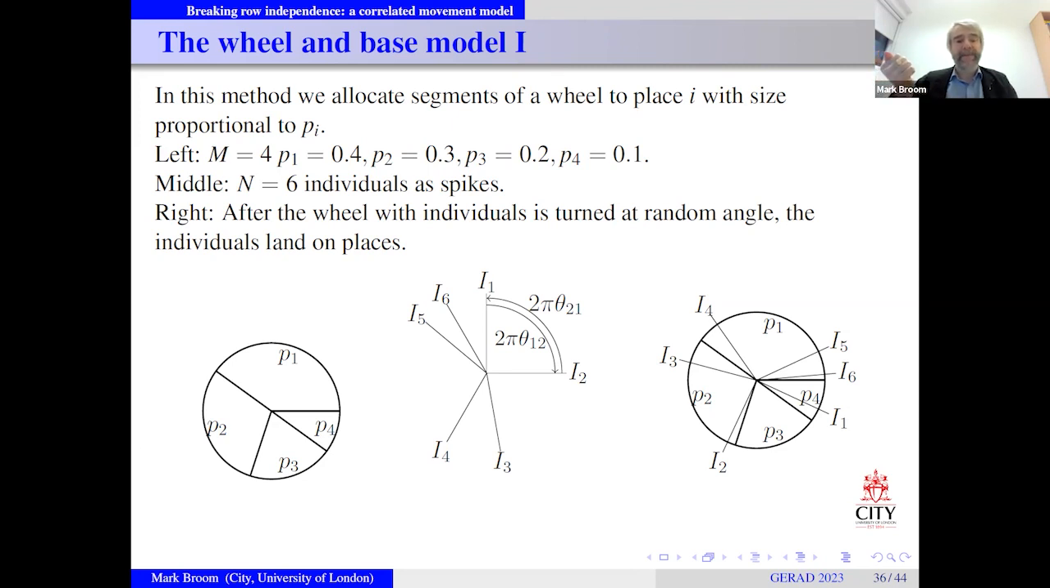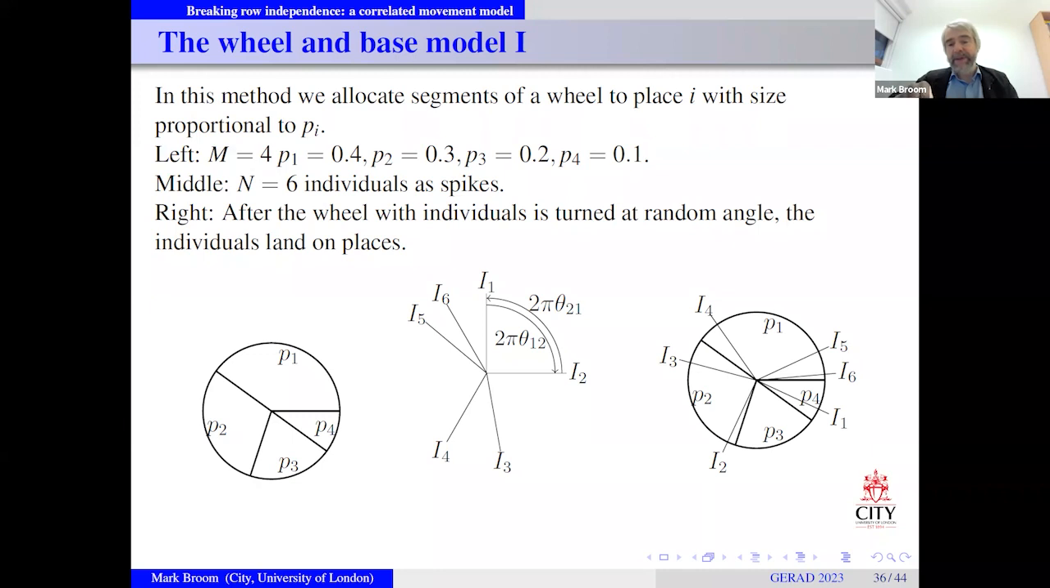If there's an angle of 0 between them, so I1 and I2 have a spike on the same position. So the second wheel is the relative position of the individuals, and then you stick that on the top, spin it around, and if those individuals are very close together, they're very likely to be on the same place. If they're very far apart, they're very likely to be on different places.